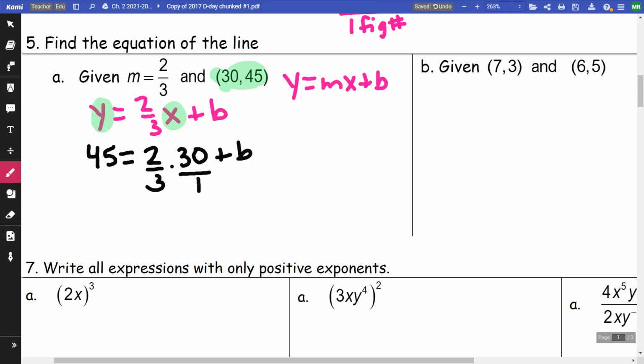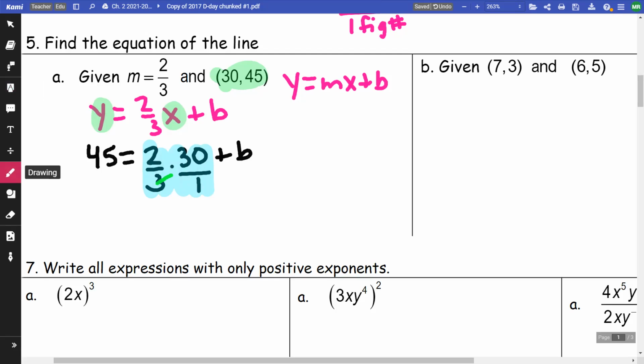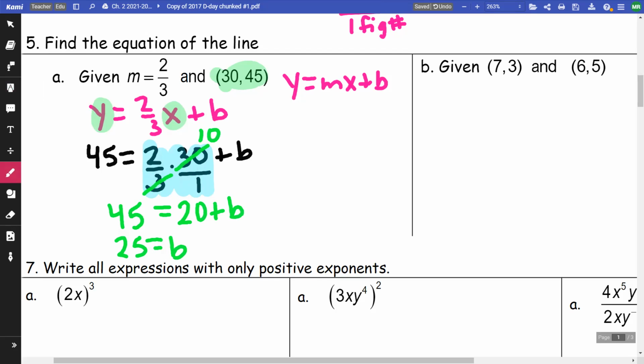So when I'm dealing with this right here, I can go 2 times 30 is 60 over 3. And 60 over 3 is 20. Or what I might notice is, hey, 3 here can go into 30 here 10 times. 2 times 10 is 20 plus b equals 45. Either way, I got 20. I'm going to minus 20 from both sides, so I'm going to get 25 is equal to b. So then my final equation is y is equal to 2/3 x plus 25.